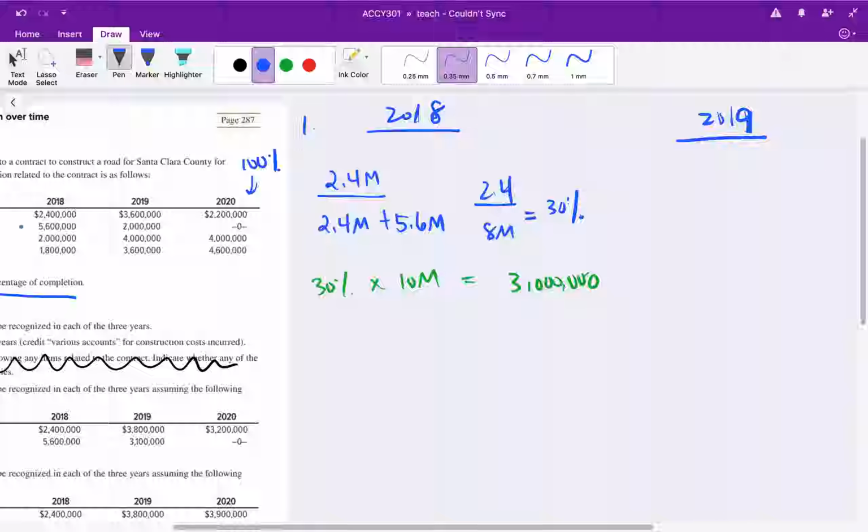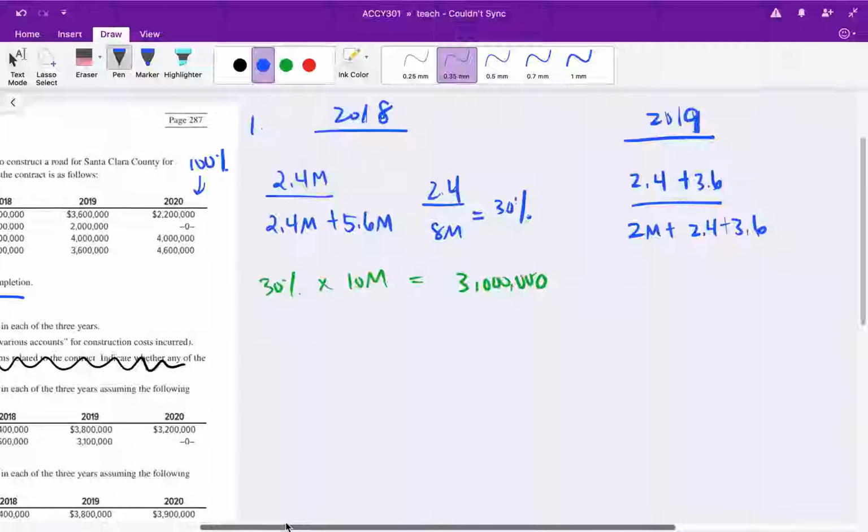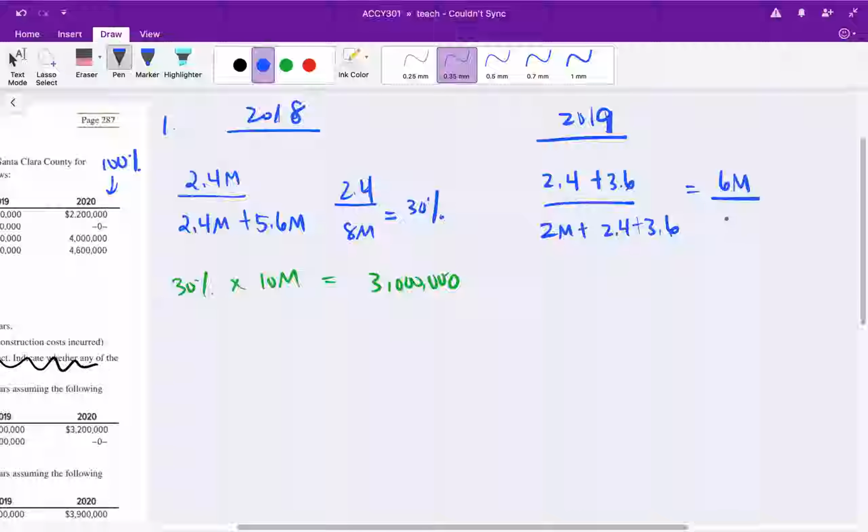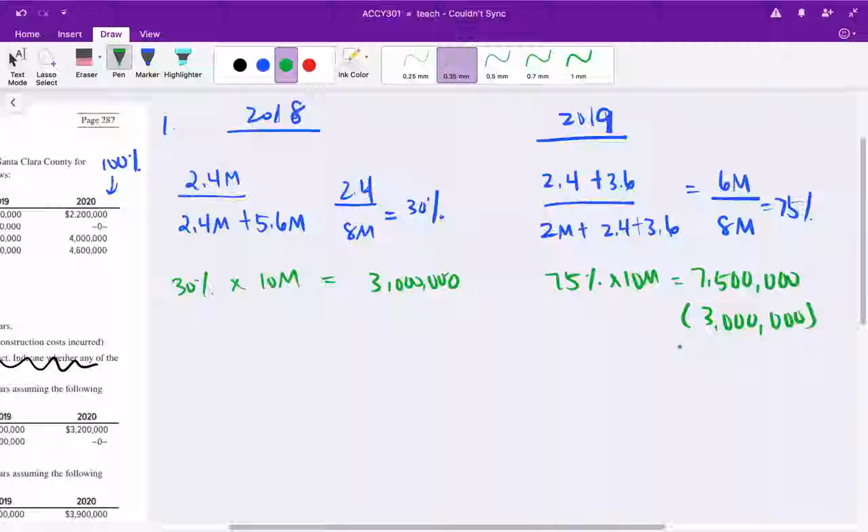So for 2019, you'd actually add up 2.4 plus 3.6 over 2 million plus 2.4 plus 3.6. And so you should get 6 million from this, and then 8 million from down here. So that equals 75%. And you would do the same thing: 75% times 10 million is 7.5 million, and then you take away the revenue recognized in previous years. So you would actually only recognize 4.5 million.